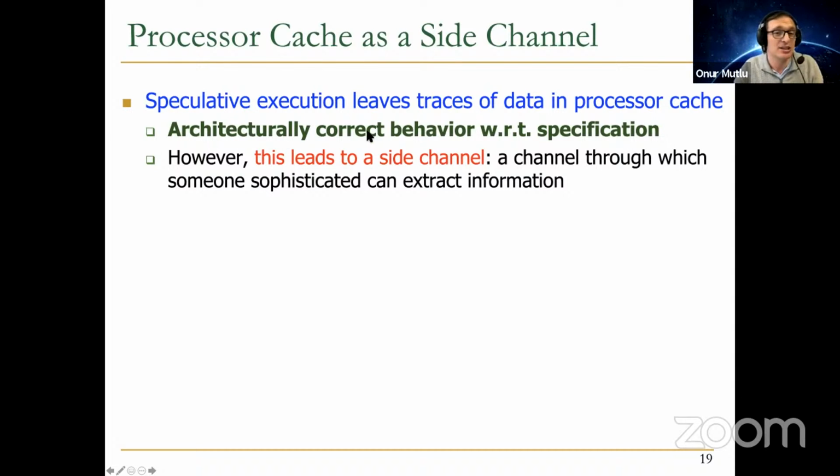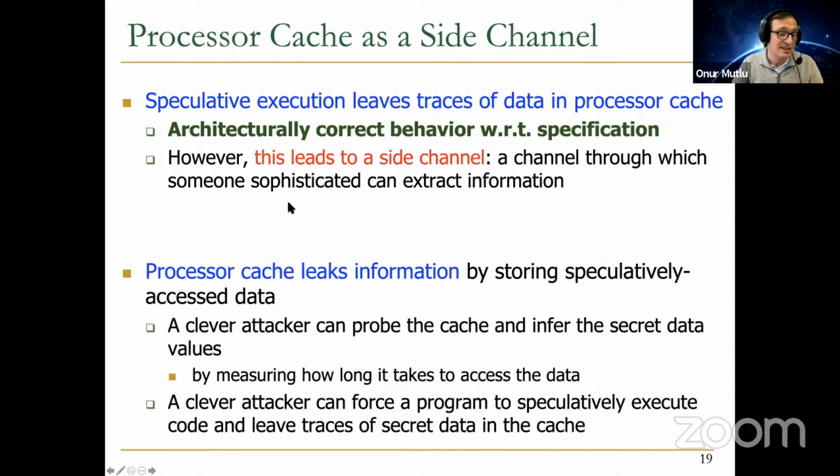So basically, speculative execution leaves traces of data in the processor cache, meaning this is not a problem architecturally. The ISA doesn't say anything about this. Architecturally, this is correct behavior with respect to the specification, but this leads to a side channel through which someone sophisticated can extract information. In this case, the processor cache leaks information by storing speculatively accessed data, and a clever attacker can probe the cache and infer the secret data values by measuring how long it takes to access the data.